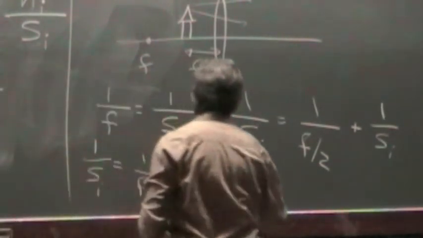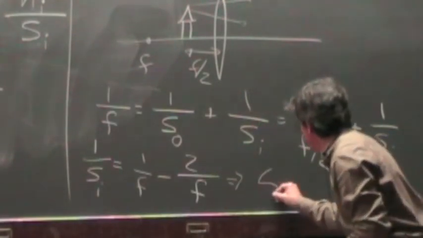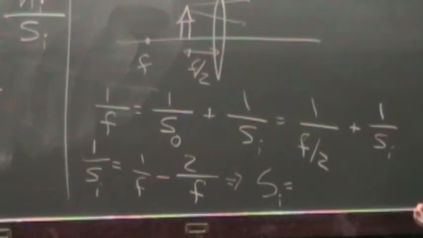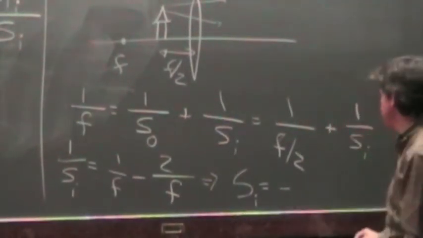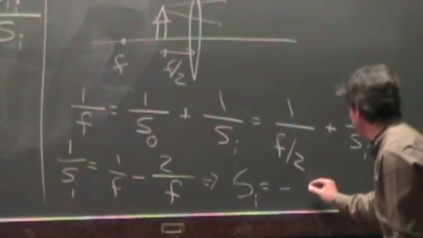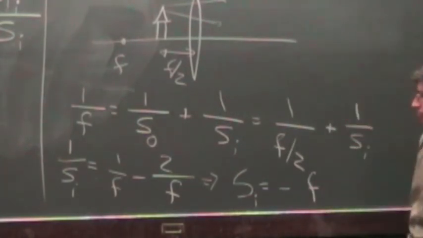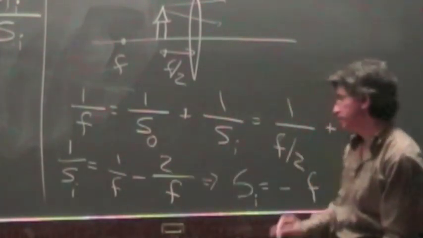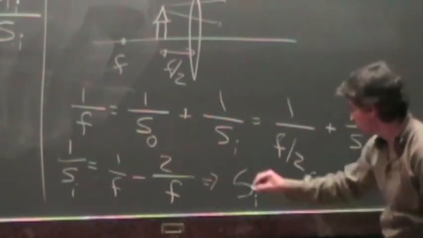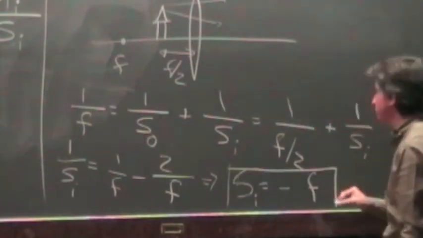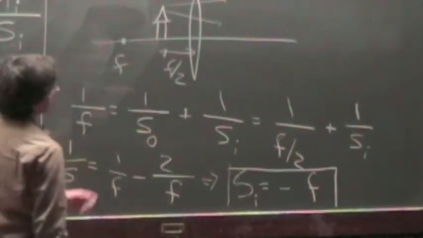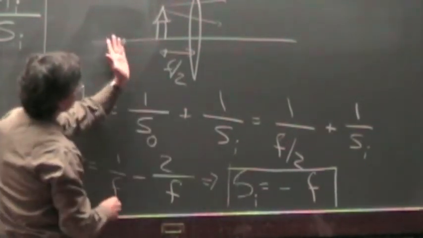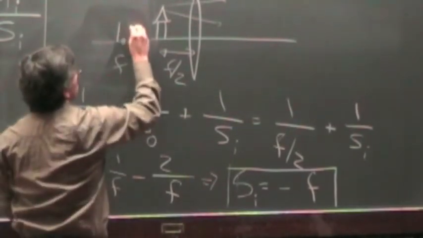Okay, so what is the answer finally for the distance to the image? Minus F, right? 1 over F, factor of 1 minus 2, that's minus 1. Flip it, minus F. So if you put your object here, halfway between the focal point and the mirror, the image is going to be formed back here.